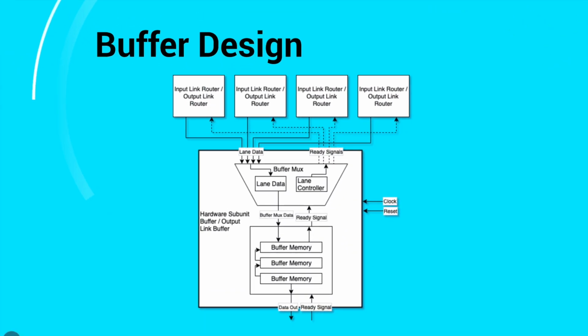In our pipeline, there are 2 buffers, one directly after the ILR and one directly after the OLR. Both buffers are designed in the same way. It starts out with a buffer mux, which rotates between the lanes and signals when it is ready to receive data from that lane. If that lane is ready to give it data, it takes in that data and puts it into the buffer memory.